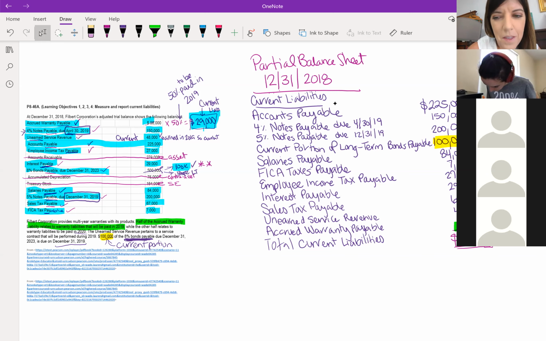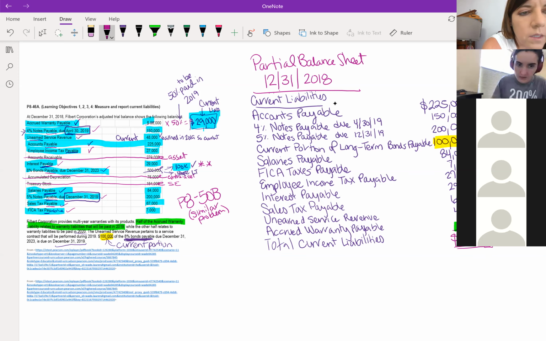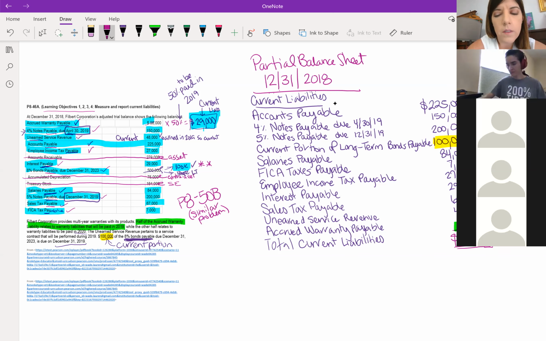I have a quick question. Are there any other practice problems to go along with this one? Yeah, so the other practice problem that's similar is problem 850B. I'll write it down here. It would be kind of hard for this one because it is learning objectives 1, 2, 3, and 4, which I believe is all of the learning objectives from chapter 8. But problem 850B will be similar.